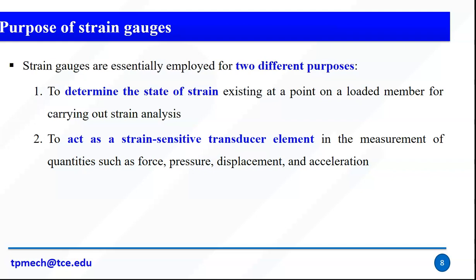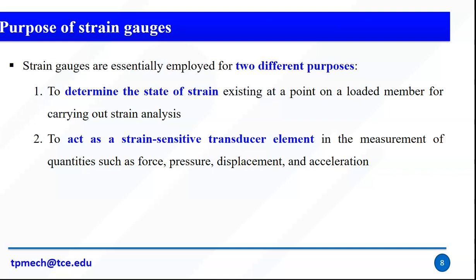So what will strain gauges do? They act as a strain sensitive transducer element. They will observe the strain, right? A transducer is nothing but a device which converts one form of energy into another form of energy. So if I measure the force, the strain will act. The strains are observed with the help of the strain gauge transducer, and it will indicate the signal. The strain comes, and we take the values. So this is what strain gauges do.